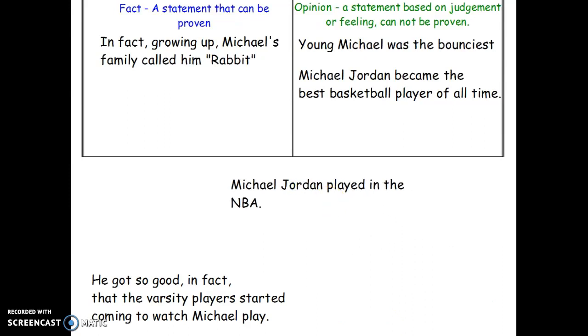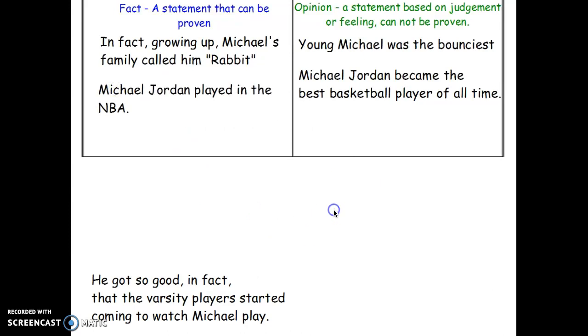Michael Jordan played in the NBA. Fact or opinion? This is a fact. We can prove that Michael Jordan did play in the NBA.